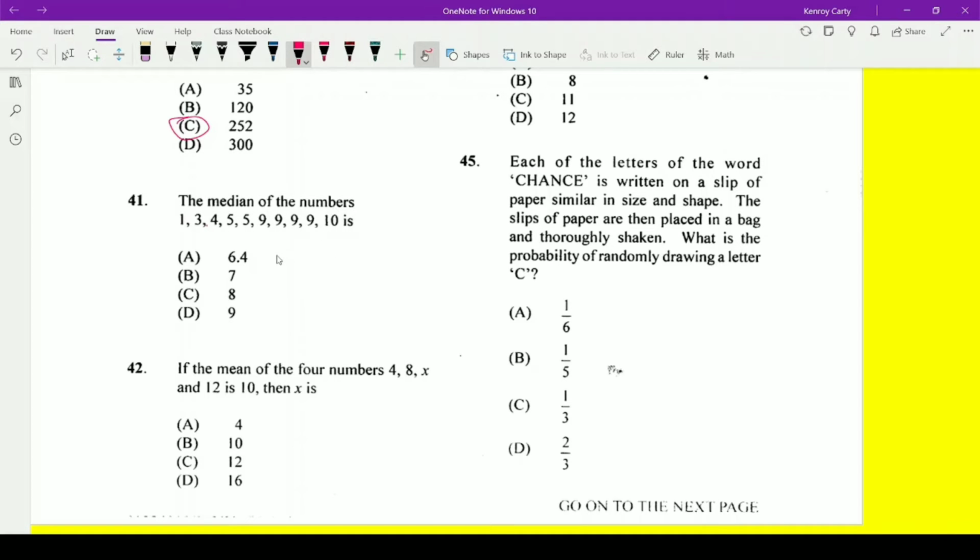Now because it's an even amount of numbers, there are 2 numbers in the middle. Since it's 10 numbers, the number in the 5th position and the number in the 6th position. So that's how you find the 2 numbers in the middle. You halve the amount of numbers that you have, and when you halve it, you get 5.